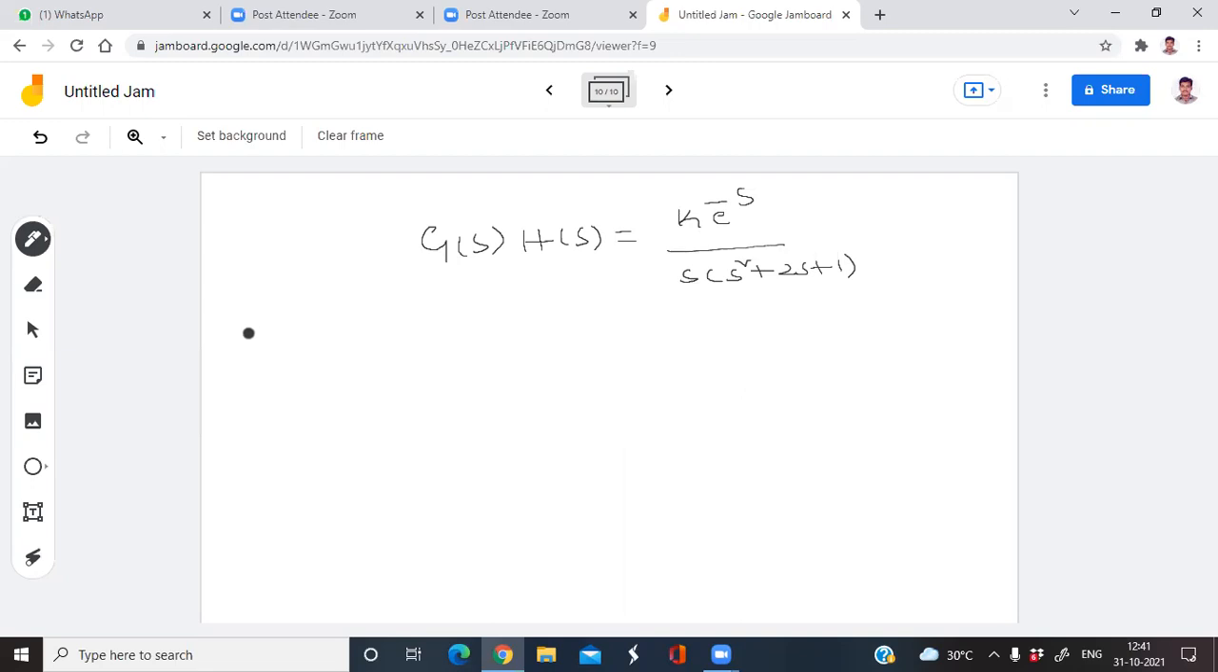How to find the value of k for the closed loop stability? So how can you get the characteristic equation of the closed loop system? The characteristic equation of the closed loop system is 1 plus G(s)H(s) equal to 0. So 1 plus k into e power minus s.